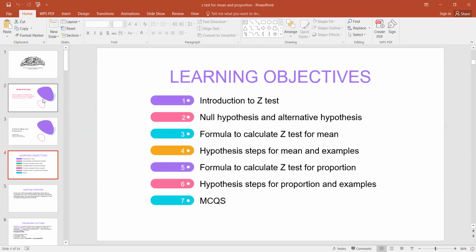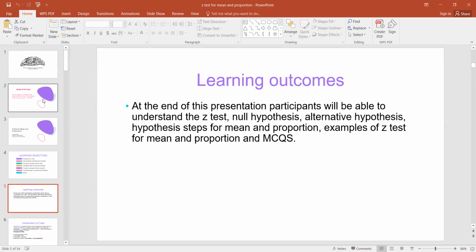Learning objectives of today's presentation: introduction to Z-test, null hypothesis and alternative hypothesis, formula to calculate Z-test for mean, hypothesis steps for mean and example, formula to calculate Z-test for proportion, hypothesis steps for proportion and examples, and MCQs. Learning outcomes: at the end of this presentation, participants will be able to understand the Z-test, null hypothesis, alternative hypothesis, hypothesis steps for mean and proportion, examples of Z-test for mean and proportion, and MCQs.